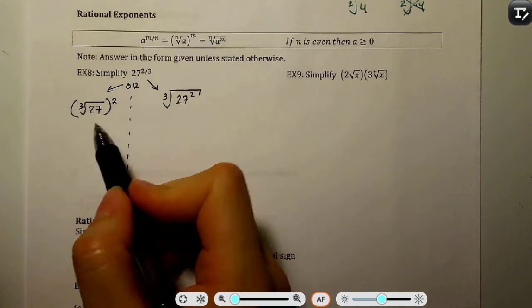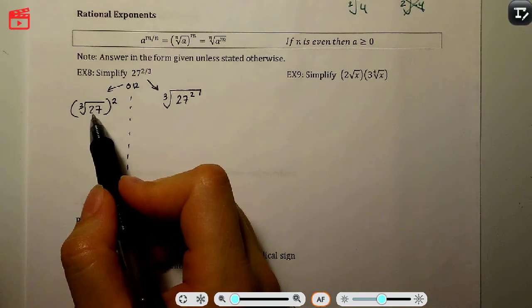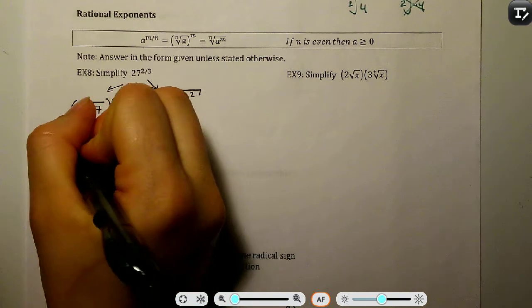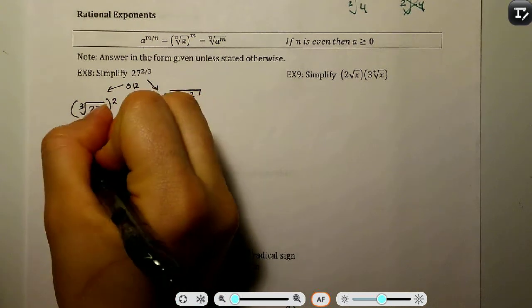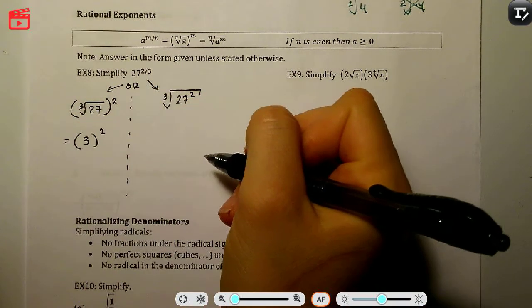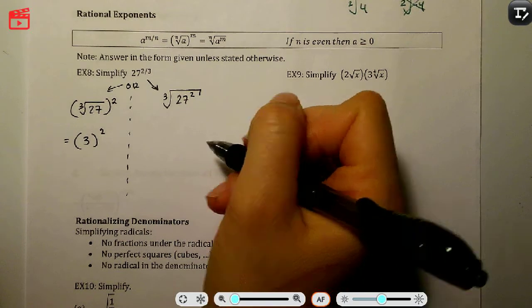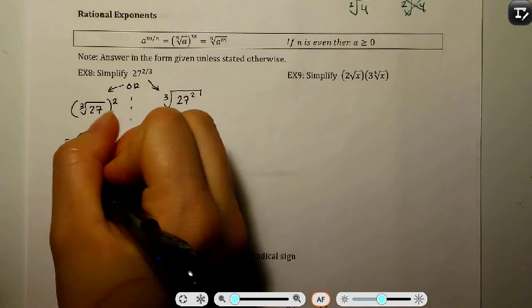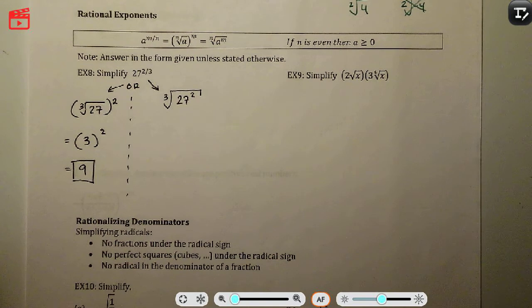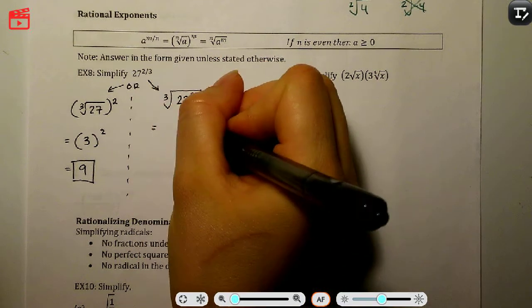So, starting with this way first, what's the cube root of 27? Well, that's 3. Okay, so that's simplified, and then we square it. And then, what is 3 squared? Well, that's 9. That wasn't too bad. So first we made it smaller, and then we made it bigger. Let's take a look at the other option.